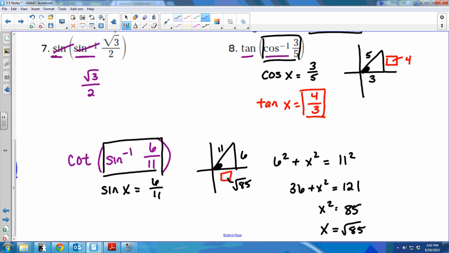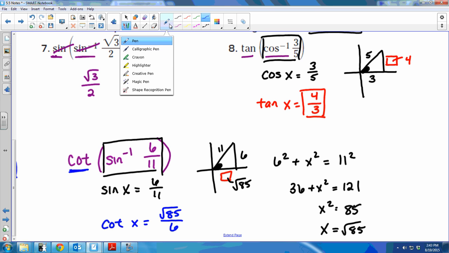So to find cotangent. Cotangent, well, tangent is opposite over adjacent. So cotangent is adjacent over opposite. So the adjacent side is the square root of 85. The opposite side is 6. You couldn't have gotten that in your calculator in fraction form. You wouldn't have gotten an exact answer. You'd have decimals.